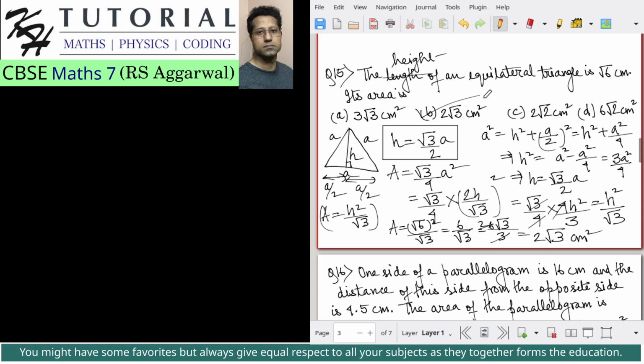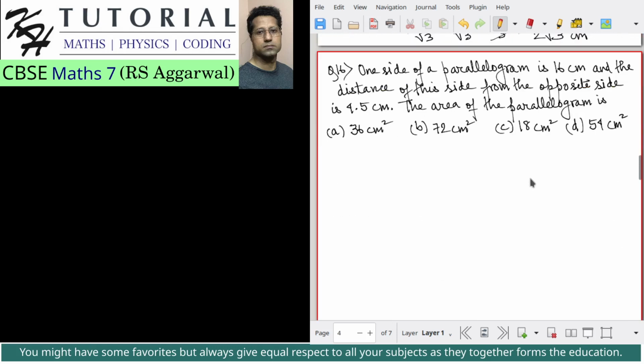So for an equilateral triangle, it is very important that you must know the relation between the area, the height, also the perimeter and the length of each side of the equilateral triangle. So we know area A is equal to square root of 3 divided by 4a square. Also area is equal to h square by square root of 3, where h is the height of the equilateral triangle. Okay, let's do the next problem.